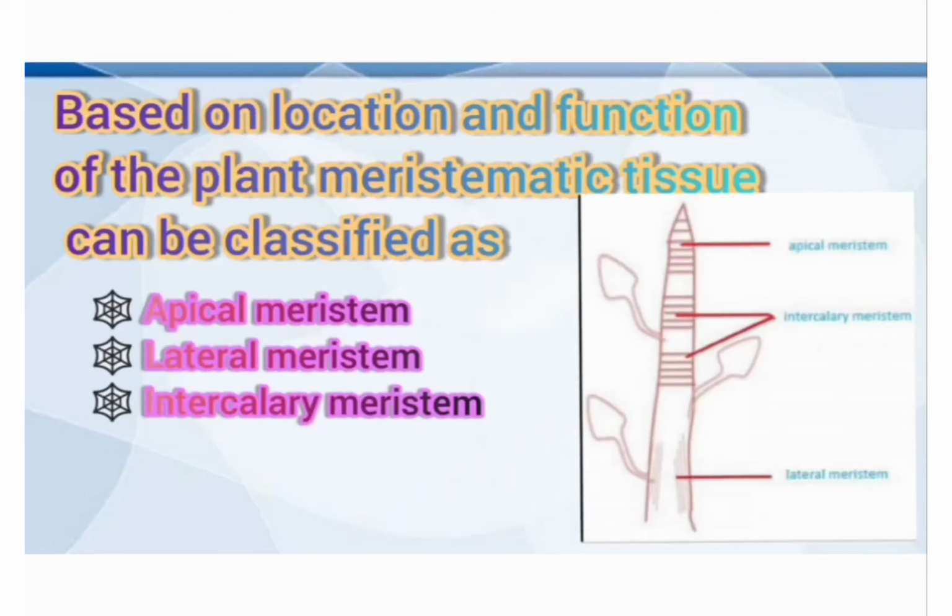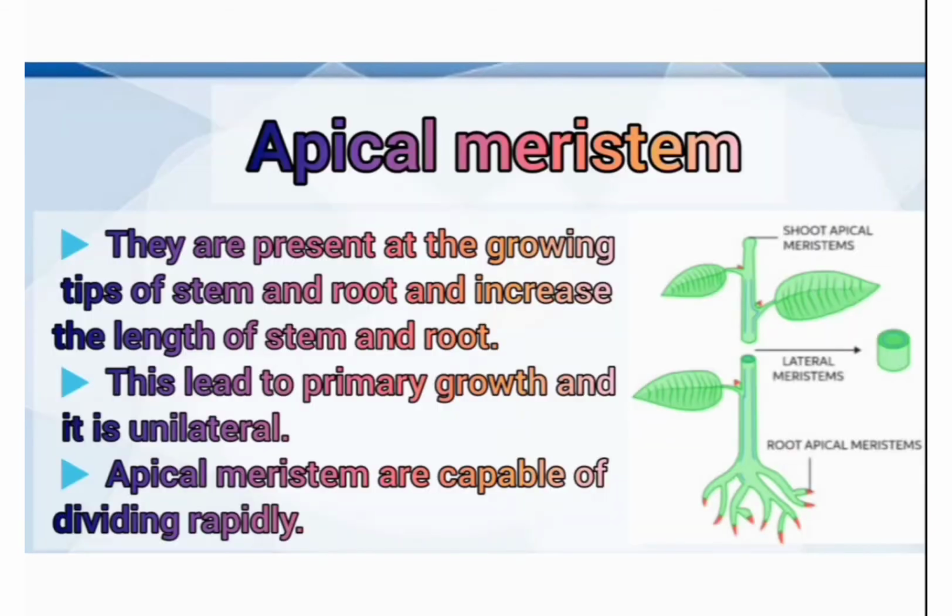Based on the location and function in the plant, meristematic tissue can be classified as apical meristem, lateral meristem and intercalary meristem. Apical meristem. They are present at the growing tips of stem and root and increase the length of stem and root. This leads to primary growth and it is unilateral. Apical meristems are capable of dividing rapidly.